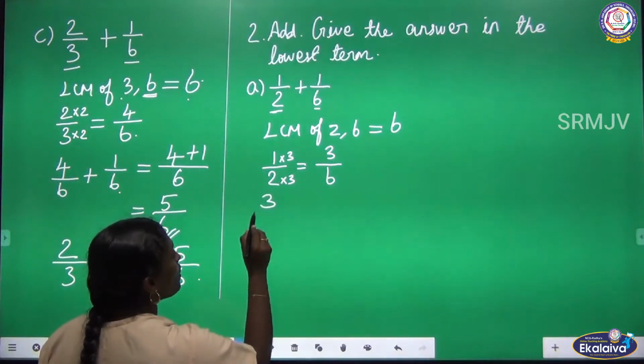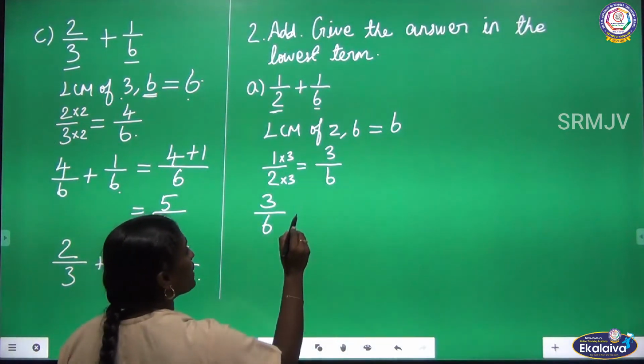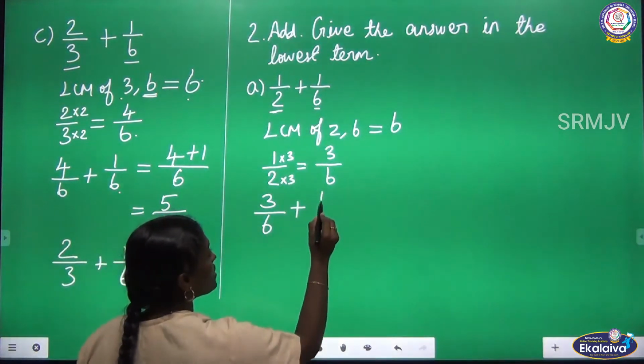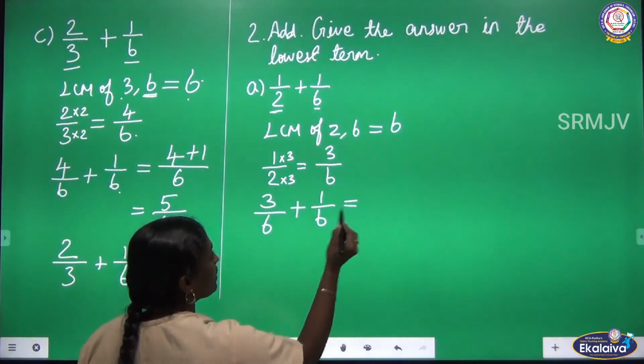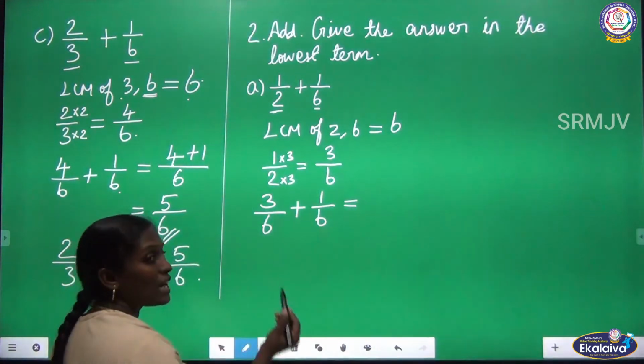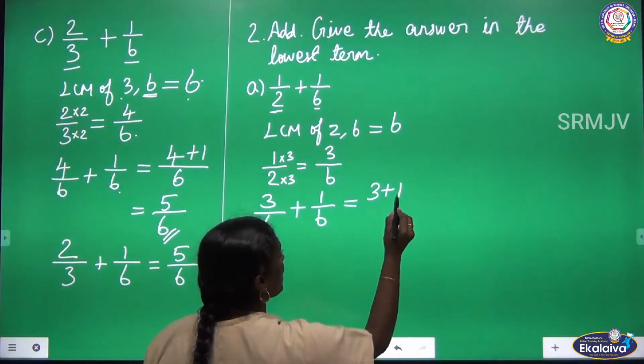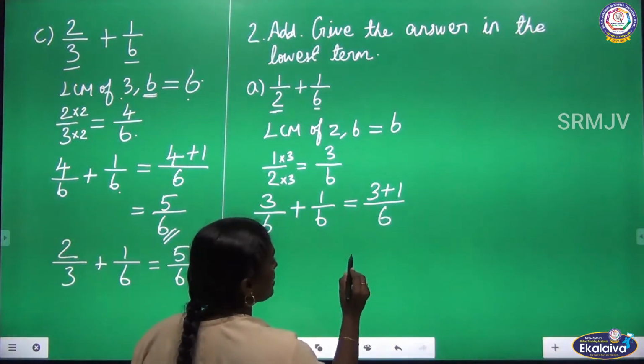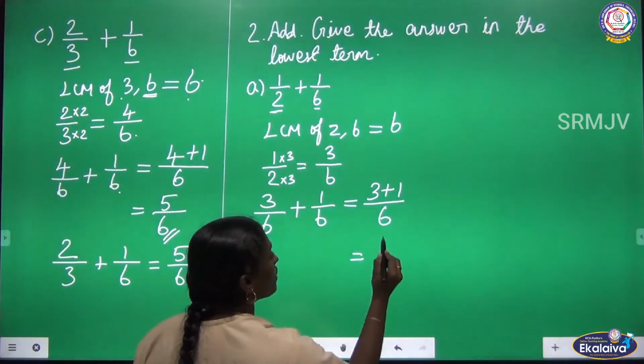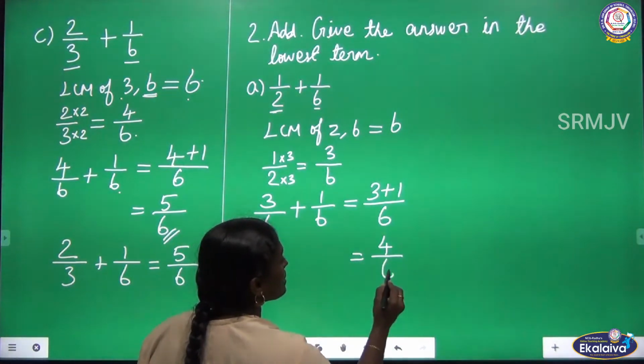Now we have to add the fractions. 3 by 6 plus the second fraction is 1 by 6. Here these two fractions are like fractions, so we can add the numerators. 3 plus 1 divided by 6. Now we will get 3 plus 1, that is 4 by 6.